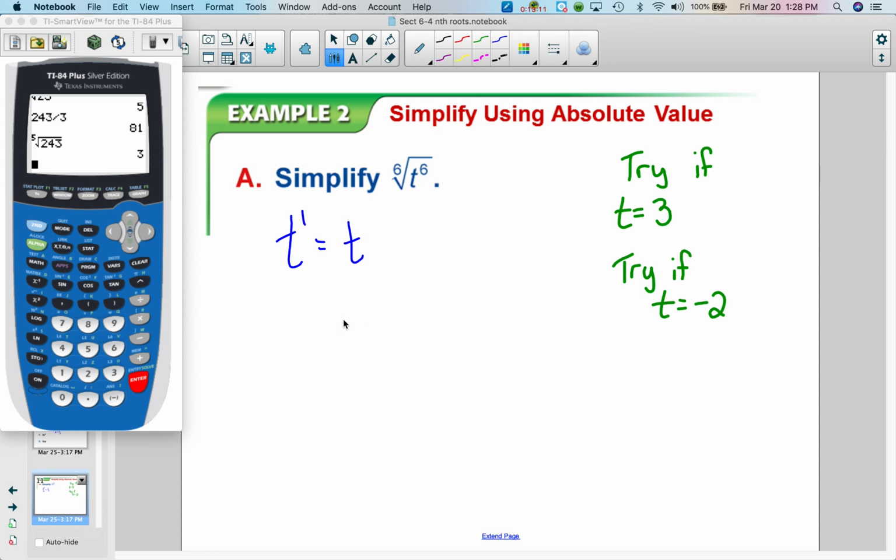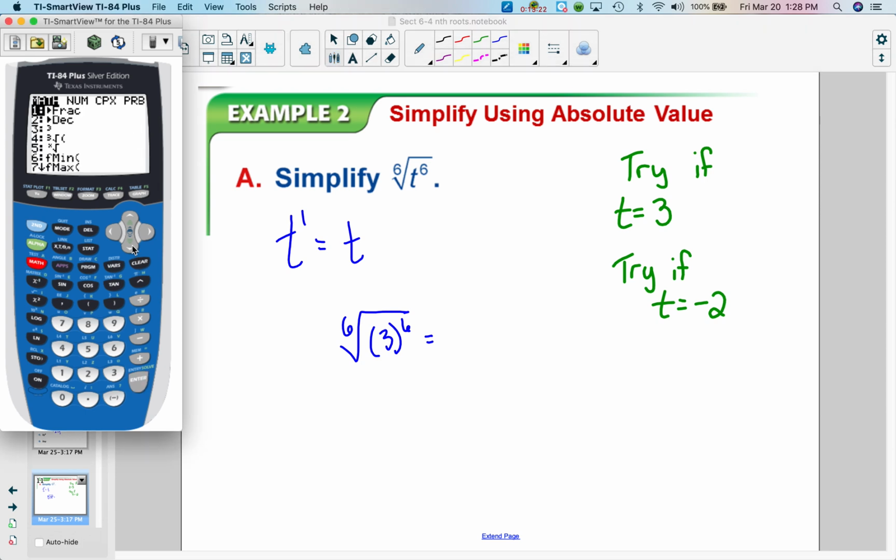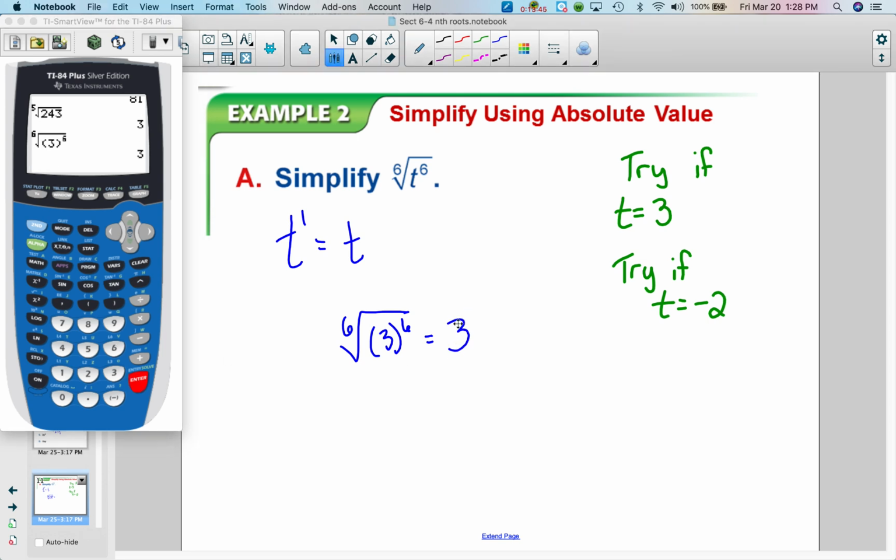So if I were to take the 6th root of 3 to the 6th power, and I'm going to do that on my calculator. Okay, this is a problem. Here we go. The 6th root of 3, oops, let's put parentheses there, 3 to the 6th power, and I get 3. Well, that seems reasonable because I'm supposed to get t, taking that, I'm supposed to get back whatever I put in, I'm supposed to get out, right?